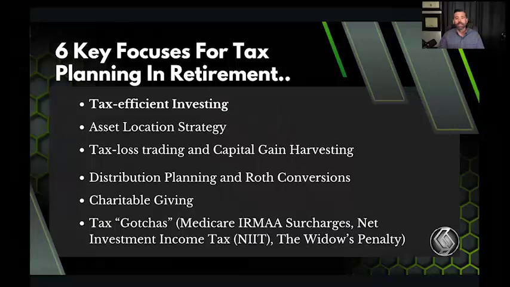So let's jump in and talk a little bit about the 6 key focuses for tax planning in retirement. The first focus is definitely going to be tax efficient investing. You want to make sure you are invested properly, and make sure you have the right assets in the right location. That's very important. Asset location strategy, that's also very important. Of course, tax loss trading and capital gain harvesting is very important. But today we're going to focus around the distribution planning and Roth conversions.